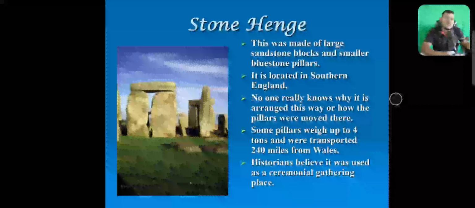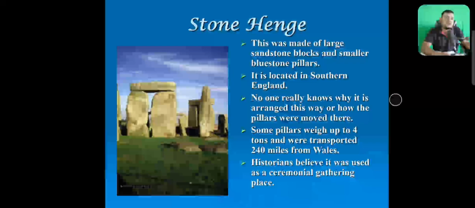No one really knows why it is arranged this way, or how the pillars were moved there. Some pillars weigh up to 4 tons and were transported 240 miles from Wales. Historians believe it was used as a ceremonial gathering place. We know that we mostly gather in a place where local people come for a celebration, occasion or ceremony. So Henge is a ceremonial gathering place, where lots of people come for celebrations.